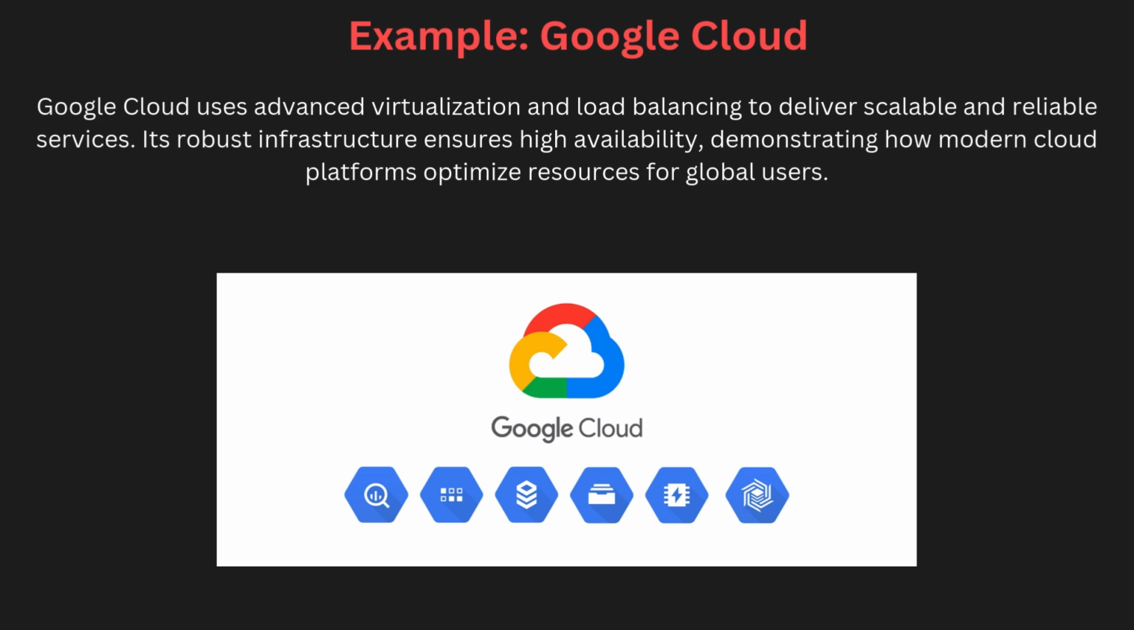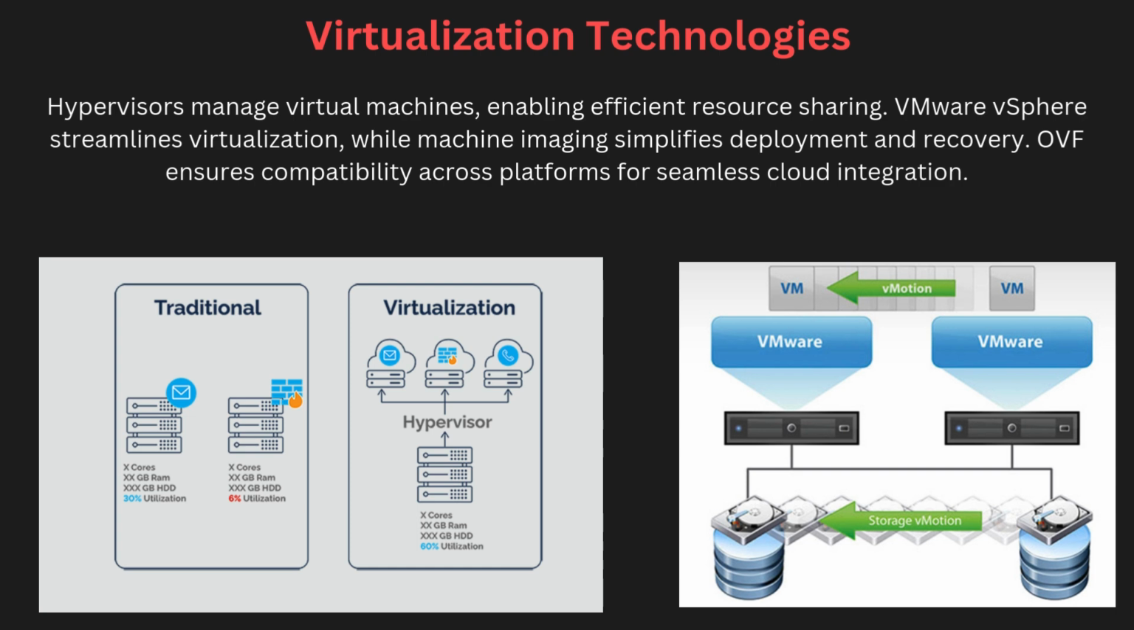This example highlights how innovative technologies drive reliability and flexibility in modern cloud platforms, also setting industry standards. So now the virtualization technologies. Virtualization technologies underpin cloud computing's efficiency. Hypervisors manage virtual machines, allowing multiple operating systems to run concurrently on a single host. They come in two types: bare metal type 1 and hosted type 2.